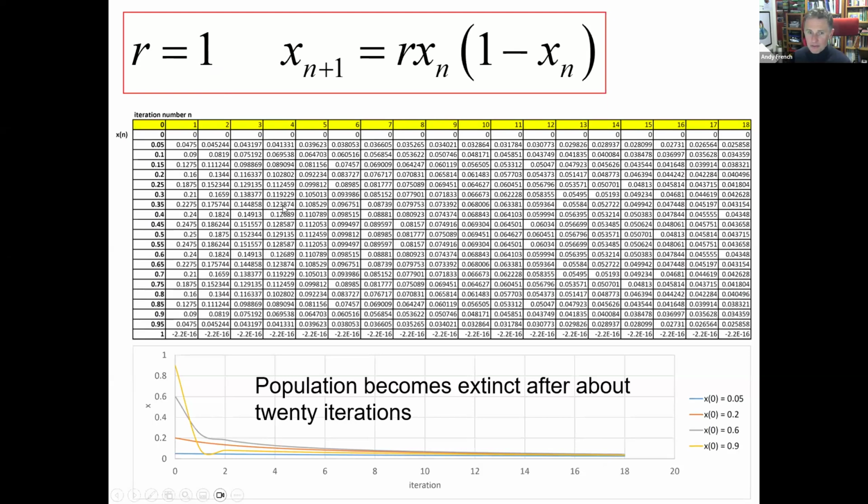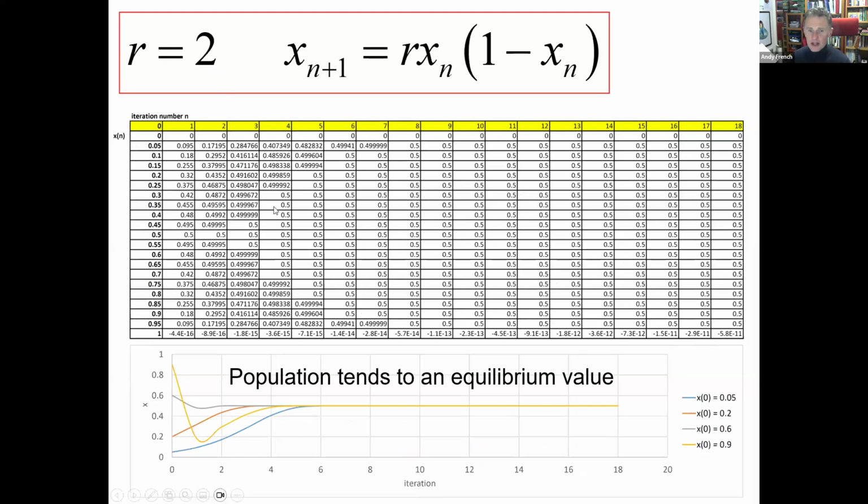Right, what about bigger than 1? Well, here's r equals 2. Now, this is interesting. Regardless of where we are, apart from 0 and 1, the bunny population tends to an equilibrium value. It depends on the value of r, but in this particular case, it's actually a half. So when r equals 2, we end up somewhere in the middle. It always ends up at 0.5. Oh, that's interesting, you might think.